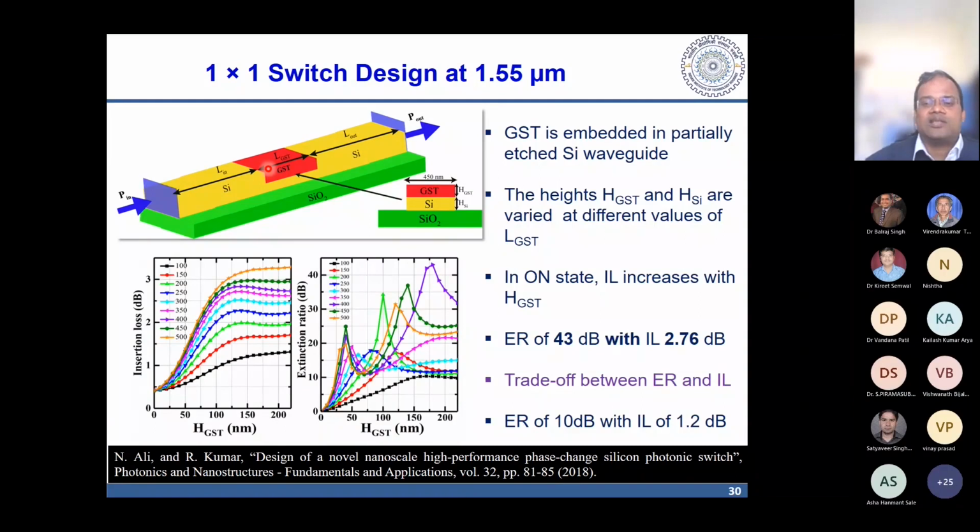Okay, so in this case, by varying the dimensions of GST and the position at which you are filling the portion of the silicon, you can get an extinction ratio of more than 40 dB with an insertion loss of around 2.76 dB. However, if you can live with 10 dB, then the insertion loss comes out to about 1.2 dB. Okay, so we have further simulations where we used certain concepts of a directional coupler, where we found an insertion loss of around 0.3 or 0.4 dB, which is unfortunately not in the slides today.